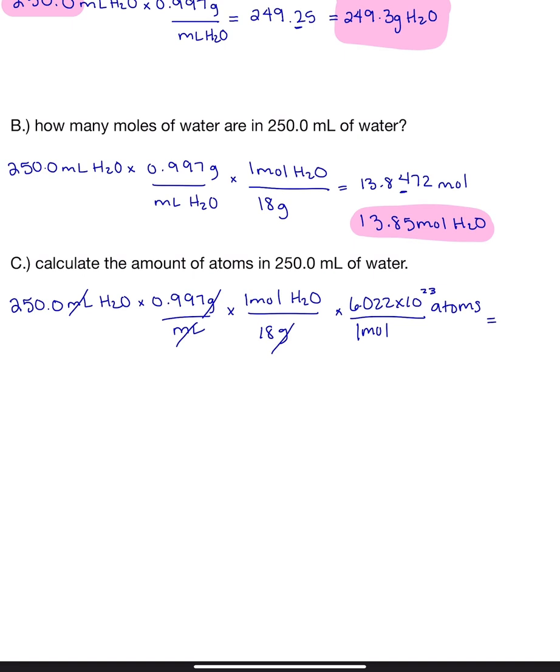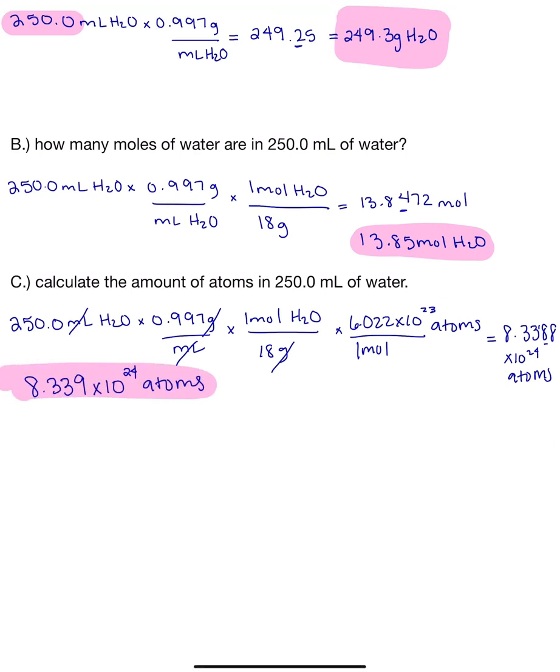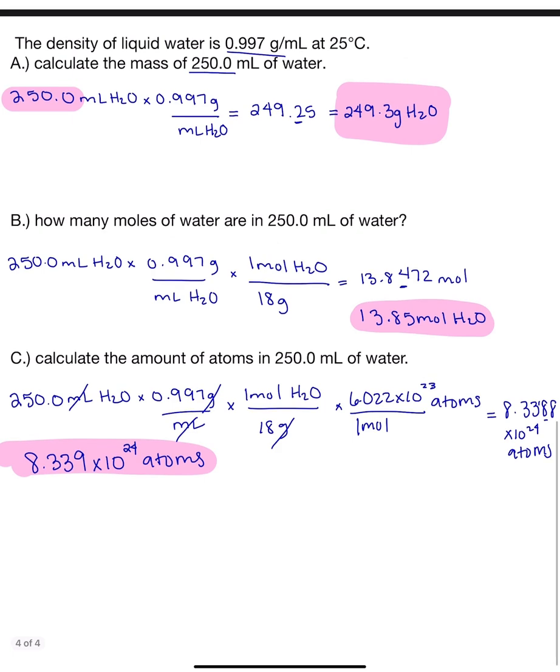And then your answer will be 8.338 times 10 to the 24th atoms. We have 4 sig figs, so that was right, but this is going to round up, so it's good because it was this. So the answer is going to be 8.339 times 10 to the 24th atoms. And that was it. Make sure that you always check your sig figs.